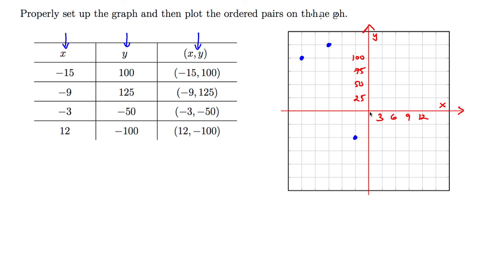And finally, 12, -100. I can go to the x value of 12, which is 4 tick marks to the right, and down 4 tick marks to -100 on the y-axis.